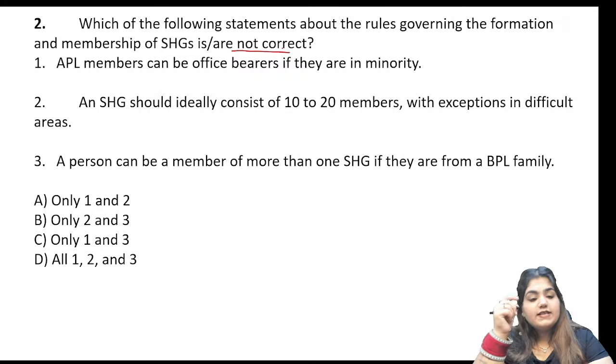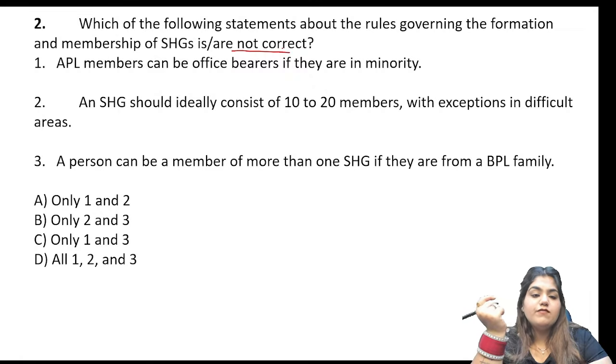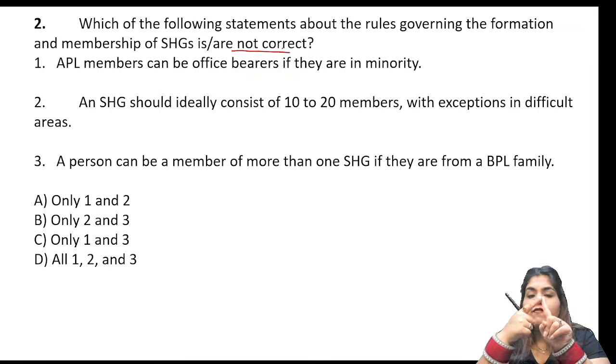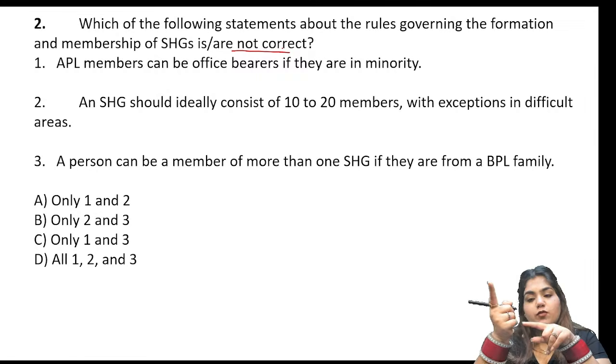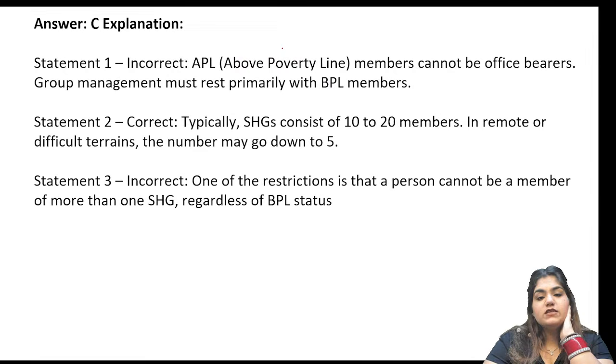Next, a self-help group ideally consists of 10 to 20 members. Exceptionally in difficult areas, it is 5. A person can be a member of more than one self-help group? No. One member of a family can be a member of one self-help group, nobody else in that group can be from the same family, and you cannot be a member of more than one self-help group. Statement number 1 and 3 are incorrect. That will give us C as the correct answer.